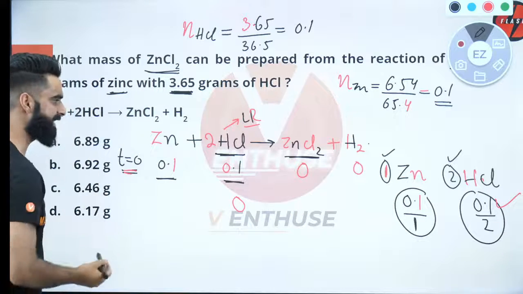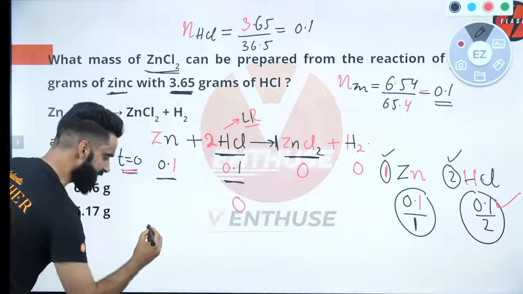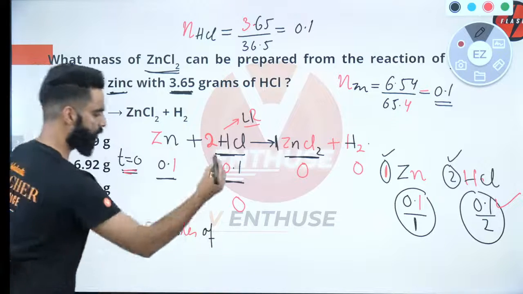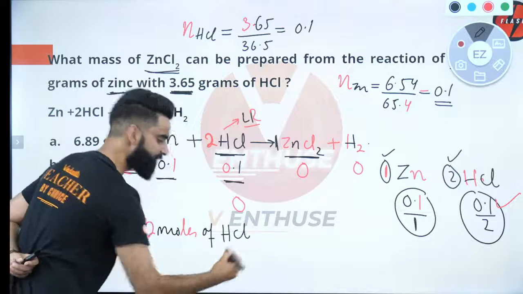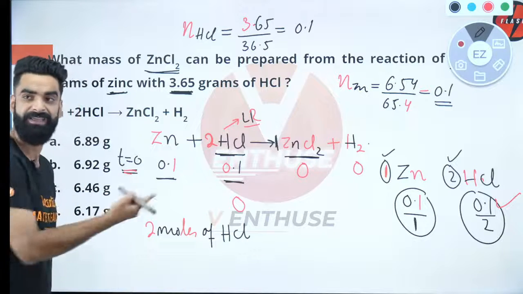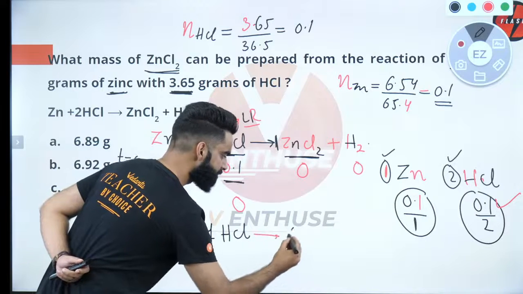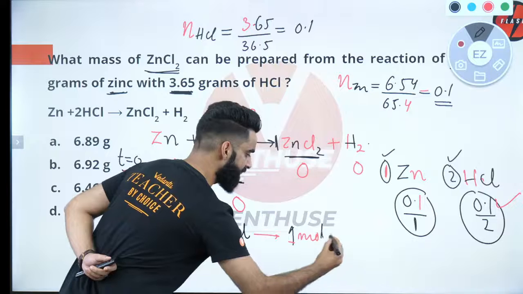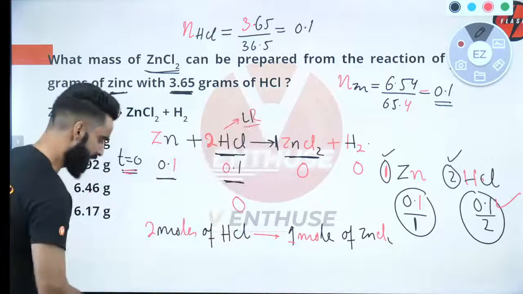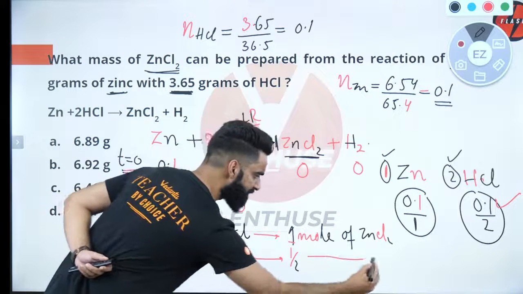Okay, so what should I say? I'll just use the stoichiometry, right? Can I simply say 2 moles of HCl? Why am I starting from HCl? Because HCl is my limiting reagent and the entire product will be decided by the limiting reagent only, right? Okay, 2 moles of HCl gives 1 mole of ZnCl2, I would say. So 1 mole of HCl should give me half mole of ZnCl2.